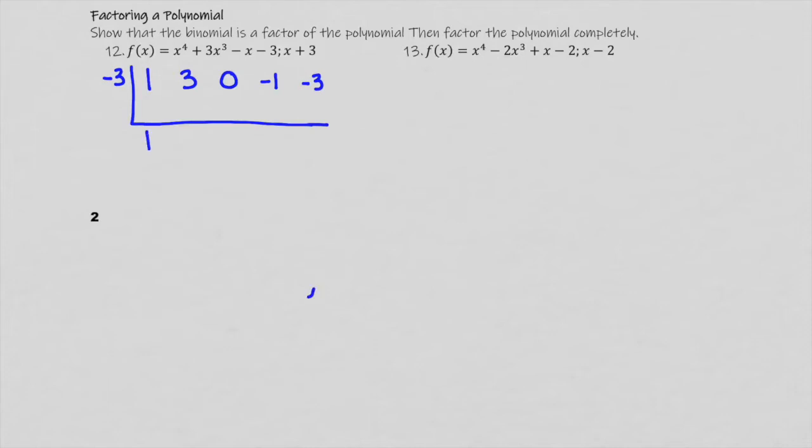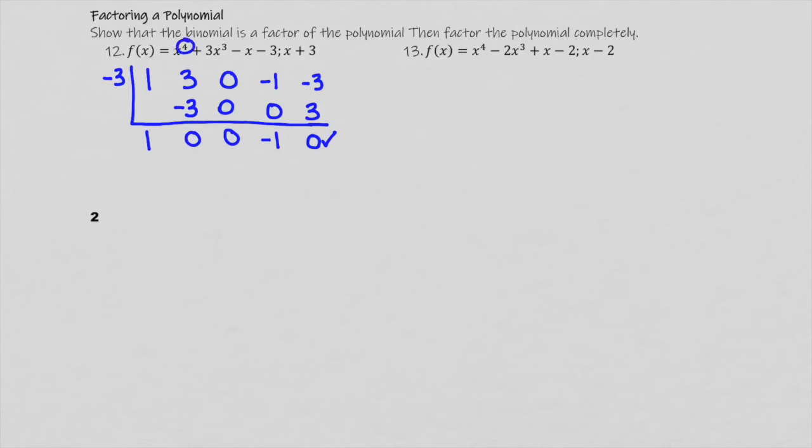Okay, bring down the 1. So you have 1 times negative 3 is negative 3, plus 3 is 0. 0 times negative 3 is 0. Add that to 0 is 0. 0 times negative 3 is still 0. Add it to negative 1, I get negative 1. And then negative 1 times negative 3 is a positive 3, and my remainder is 0. So I just showed that x plus 3 is a factor.